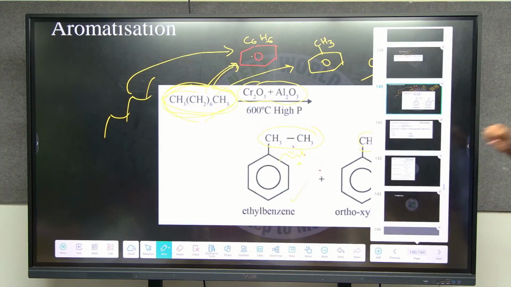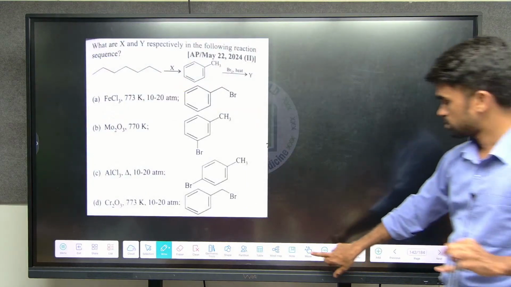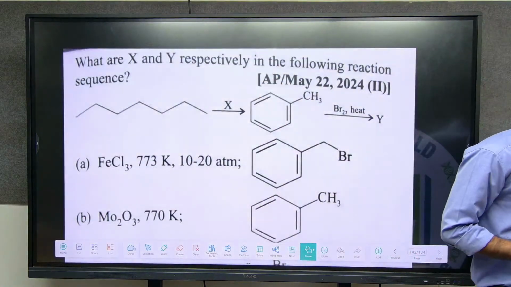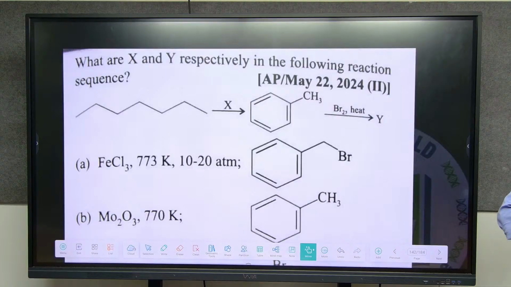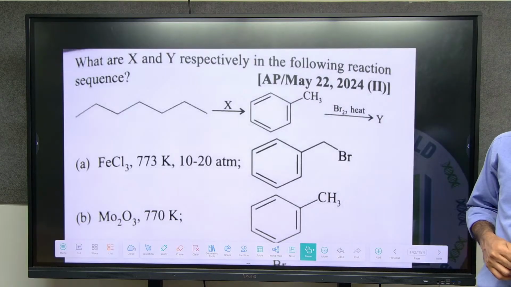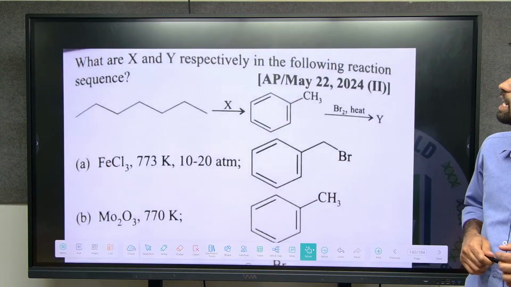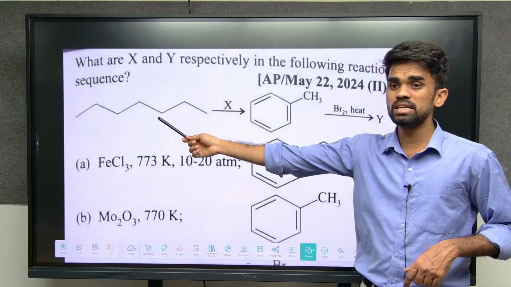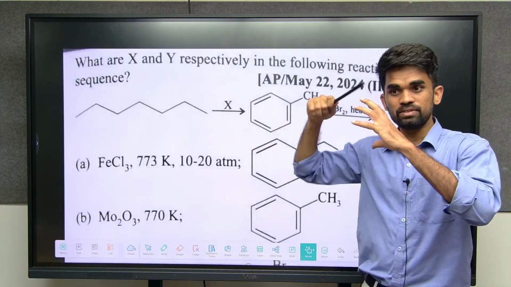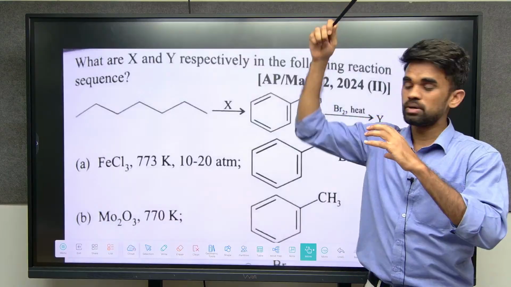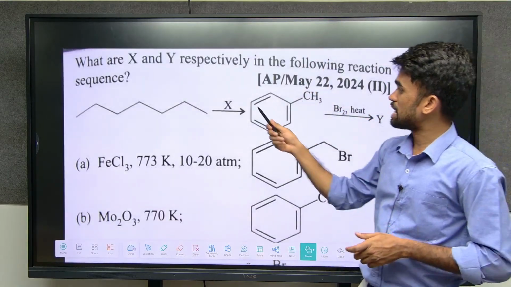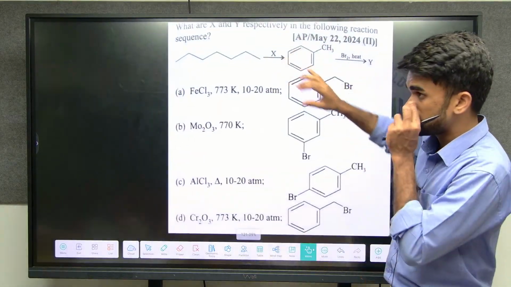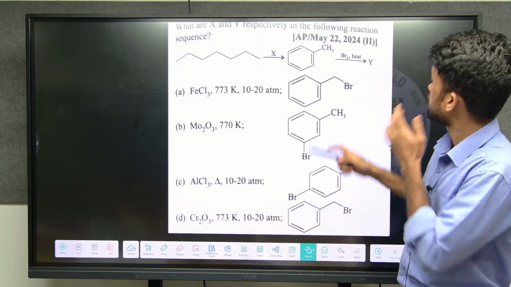Now I will show you a question. Look at this. What they have mentioned? What are X and Y respectively in the following reaction? How many carbons are there? 7. 7 means benzene with one methyl group. So this is the product. So now what is the catalyst, the reagent I should use? Look at the options. D. Perfect. Next one.